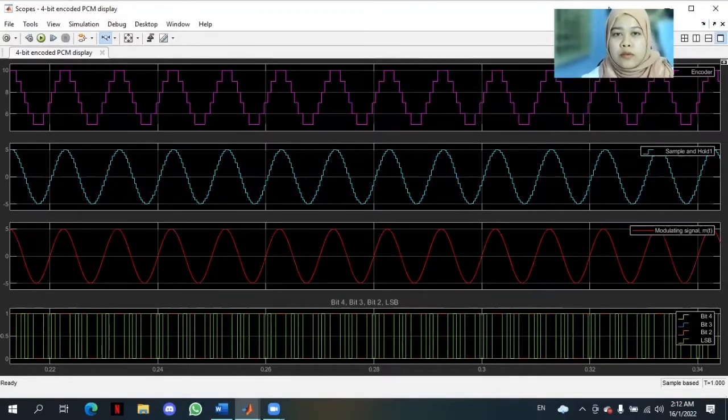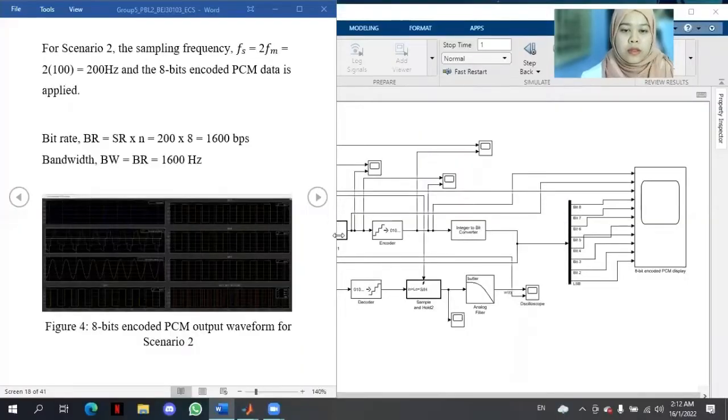So next we move to the 8-bit encoded PCM. For scenario 2, the sampling frequency Fs is the same as the 4-bit encoded PCM, but the bit rate is different as we need to times by 8, so we get 1600 bps and the bandwidth is 1600 Hz.